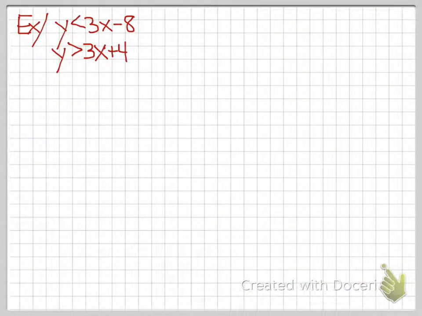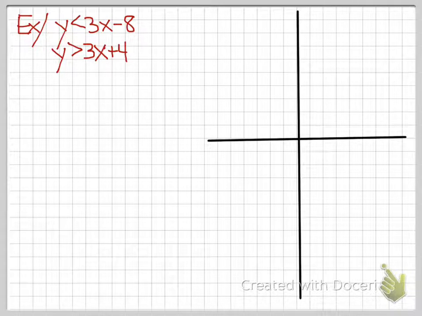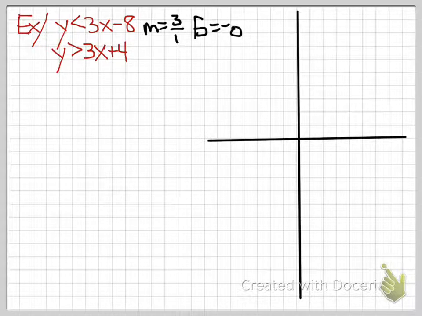Okay, we're going to do another example. I feel it's kind of important, so let's go ahead and look at this. y is less than 3x minus 8, and y is greater than 3x plus 4. Okay, in the first graph, my slope is 3 over 1, and my y-intercept is negative 8. So let's go ahead and plot that. Negative 8 and 3 is my slope. Up 3 over 1, up 3 over 1.